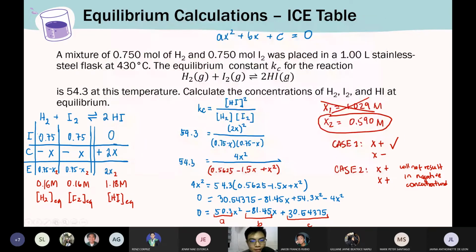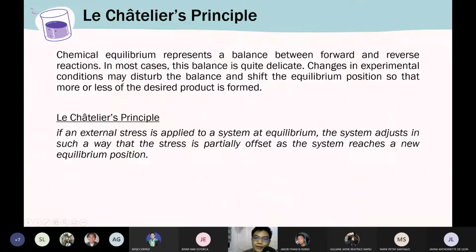Anyway, so that's it. We're almost done. Okay, so let's go to the last part of our discussion. There's not much calculation here, just the concept. So now, let's talk about equilibrium systems. Now, when we have an equilibrium system, everything is balanced. So imagine, you are with your partner.